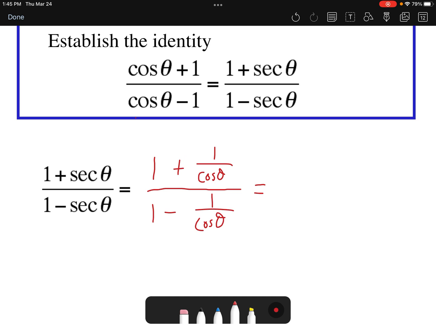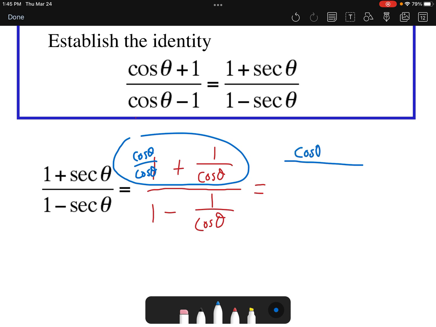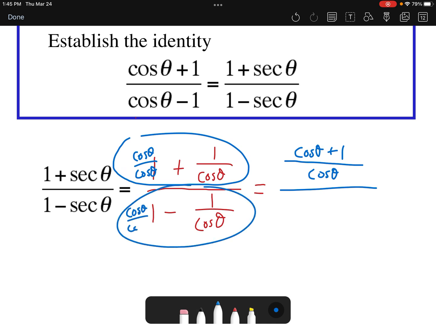algebraically manipulate it. Well, I think we'd have to multiply by cosine. You want to operate on these individually, the numerator and the denominator. So we're just going to look at this first. Well, that would give us cosine plus 1 over cosine. Okay? Then let's operate on this one. Again, it's cosine over cosine, which is cosine theta minus 1 over cosine.